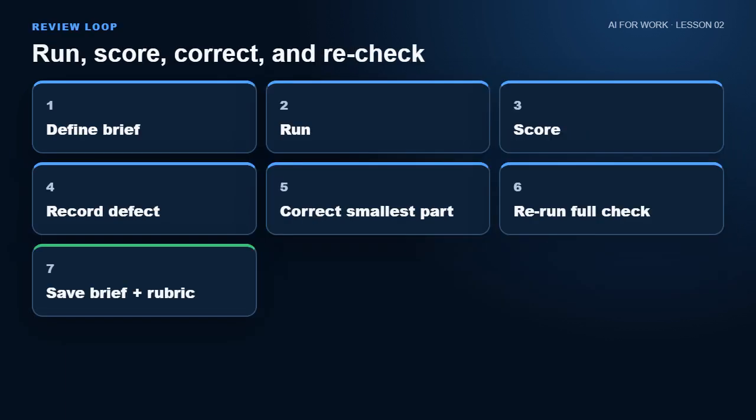Repeat this process. Define the goal, context, input, actions, constraints, format, acceptance criteria, and missing information rule. Run the task and score the output. Record each defect's location, criterion, evidence, and correction. Change the smallest necessary part, rerun the full check, and save the brief with the rubric.